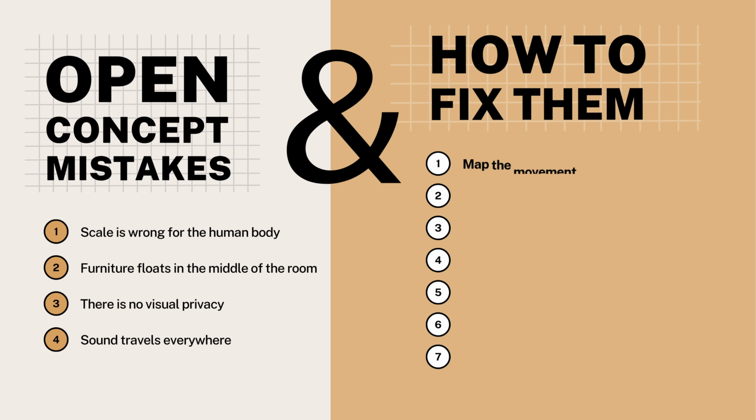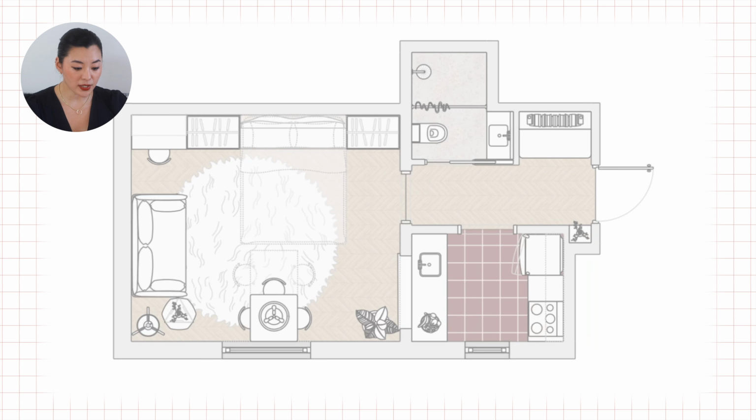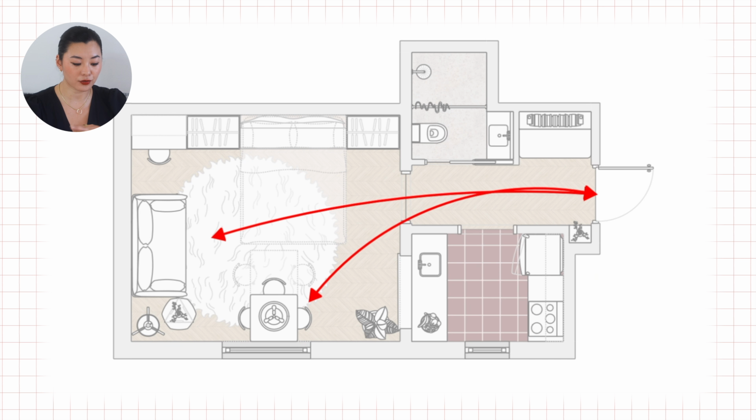But please don't click off the video just yet because I'm being super negative about open concept floor plans, because the next part is all about how to mitigate against these negative downsides without building walls. First step, map the movement paths. It doesn't matter what kind of room or space I'm looking at, I always want to figure out first how people are moving throughout the space.